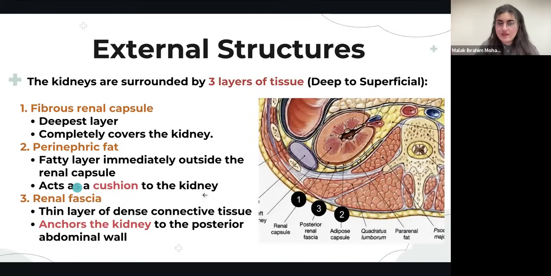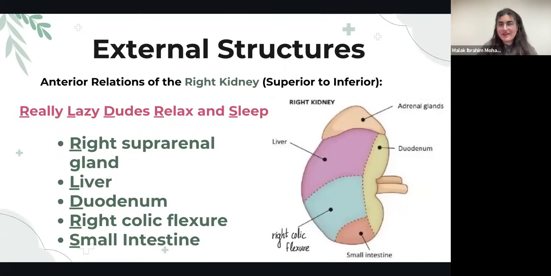Now, your renal fascia is a thin layer of dense connective tissue that's located on the complete outermost layer. And this anchors the kidney to the posterior abdominal wall, so it holds it in place so it doesn't fall down. Okay. Now, this is why I color-coded them, so that they can stick in your head better in the exam. This is very important. They always like to ask a question about the external structures that cover the kidneys.